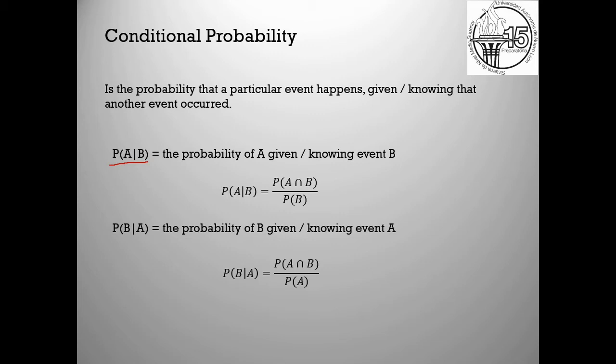Probability of B knowing event A. If you notice, the known event is at the right and it's at the lower part of the fraction. If you see event B, it's at the lower part. Event A is at the lower part. That is the event that is at the right.